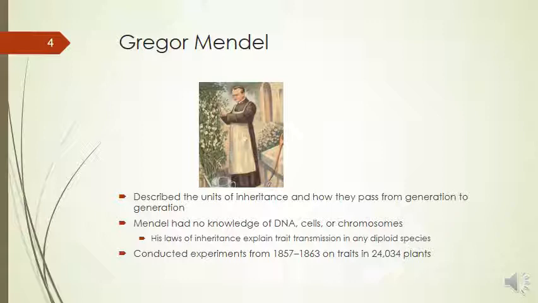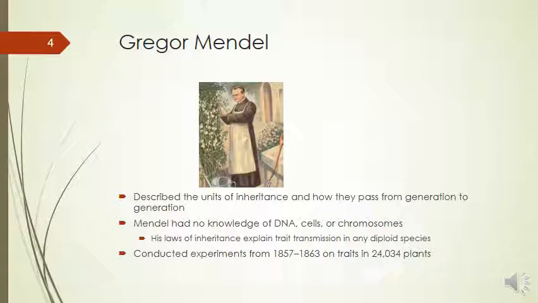As a university student, he became interested in applying statistics to plant breeding, and he thought about a question that had confounded other plant breeders. Why did certain traits disappear in one generation, yet reappear in the next? He had no knowledge of DNA, cells, or chromosomes. His laws of inheritance explained trait transmission in diploid species. He was able to describe the units of inheritance and how they passed from generation to generation.